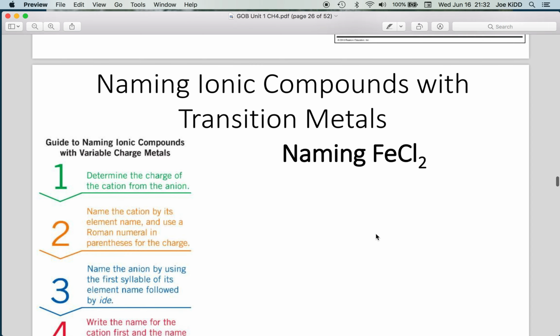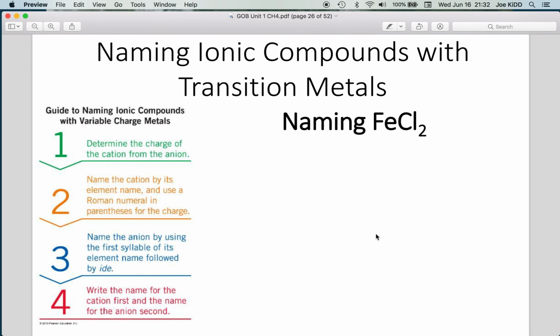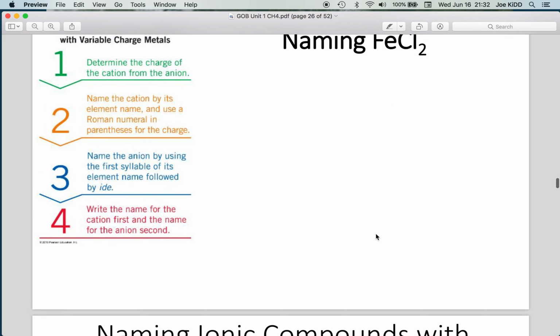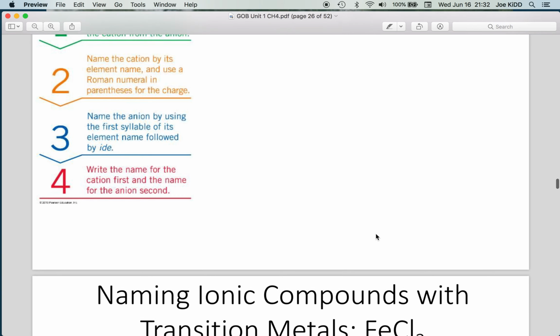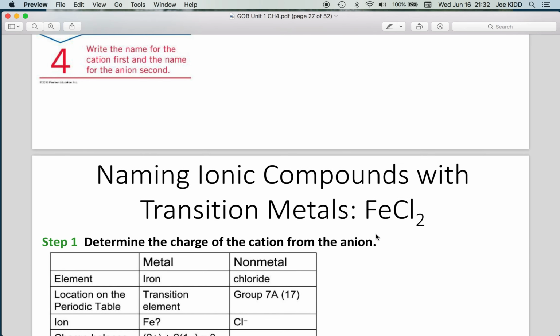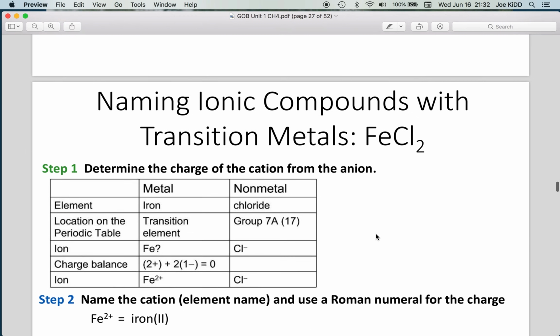So again, we can use these rules to help us name something that has a transition metal in it. Please excuse me, my allergies are really out of control tonight, so I hope I'm not sounding too nasally.